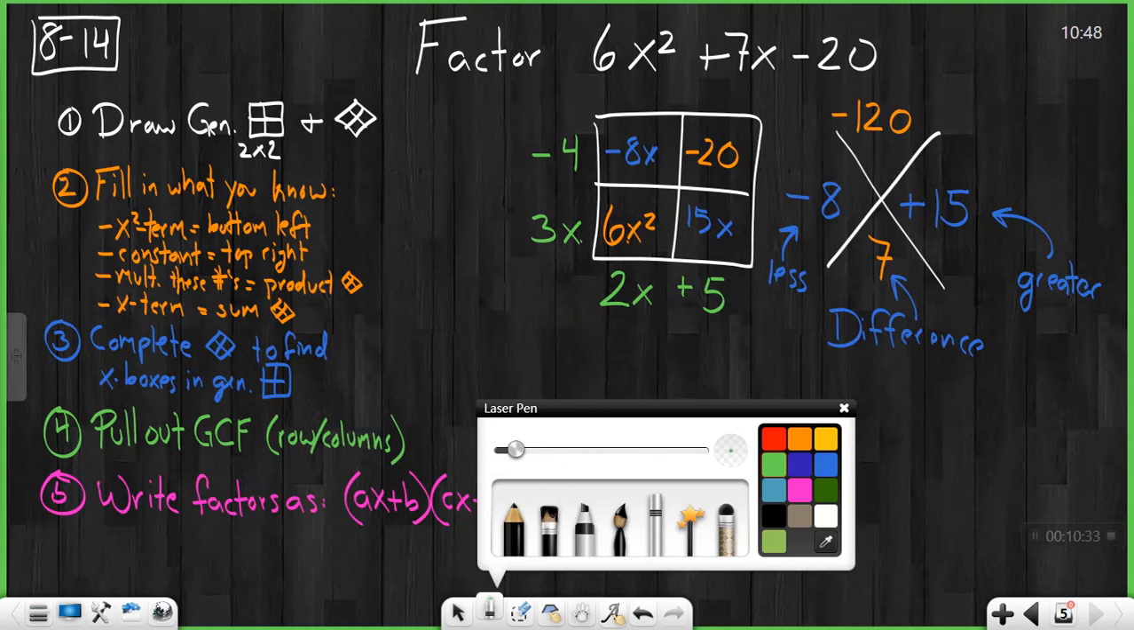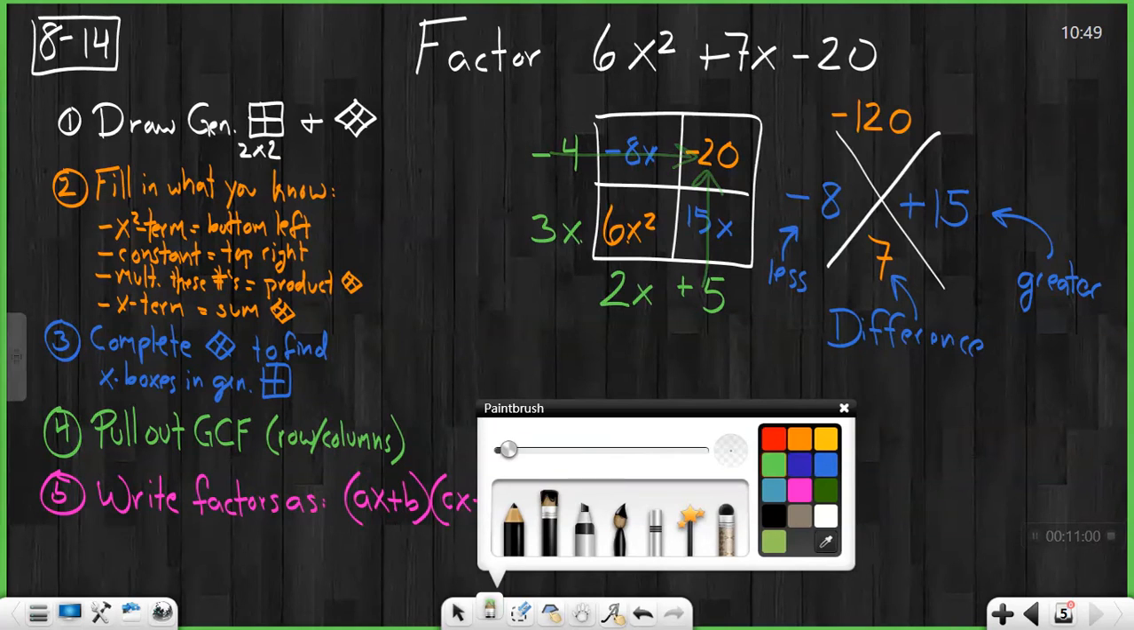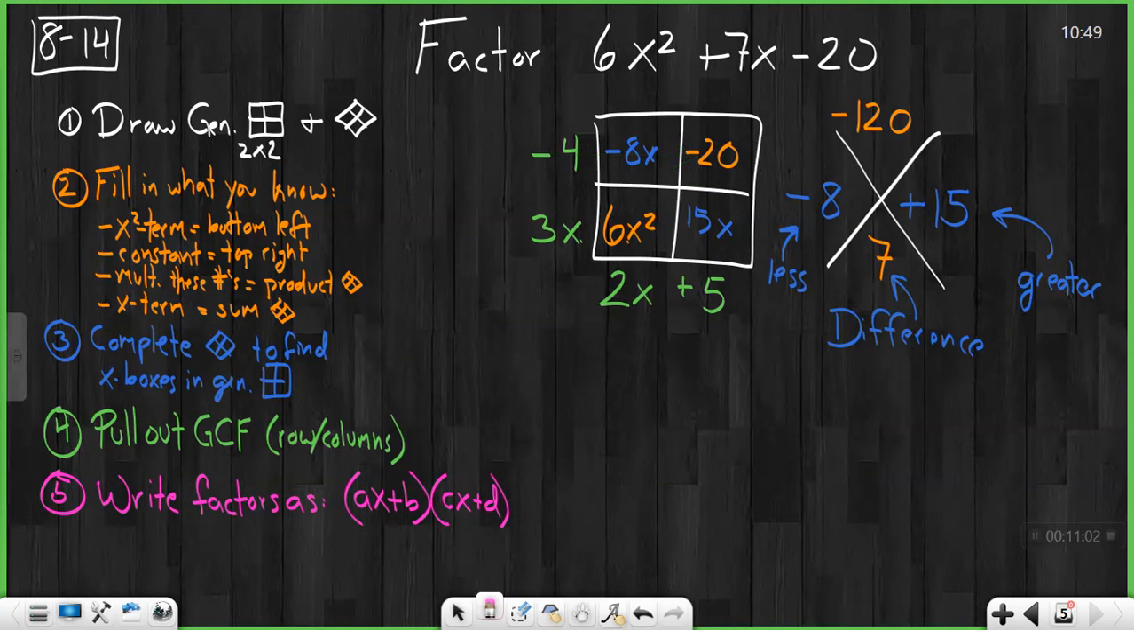And just double check your work. All right, 3x times 2x is indeed 6x squared. 3x times 5 is indeed 15x. 2x times negative 4 is indeed negative 8x. And 5 times negative 4 is indeed negative 20. All right, that's what you want to check. Verify that it all works out to make sure that you didn't mess up.